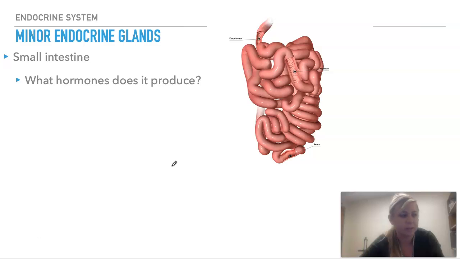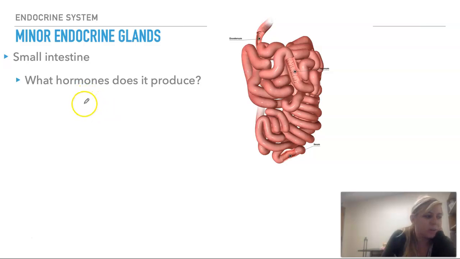And then our last minor endocrine glands come from the digestive system. So like the liver, the small intestine, part of our digestive system, also produces a couple of hormones. One of them is called gastrin. And gastrin has an impact on the stomach. So its target is the stomach, and it triggers the stomach to release another chemical called hydrochloric acid.